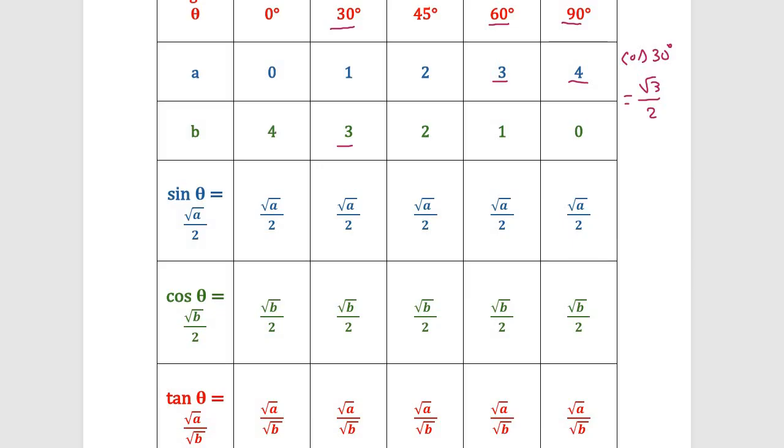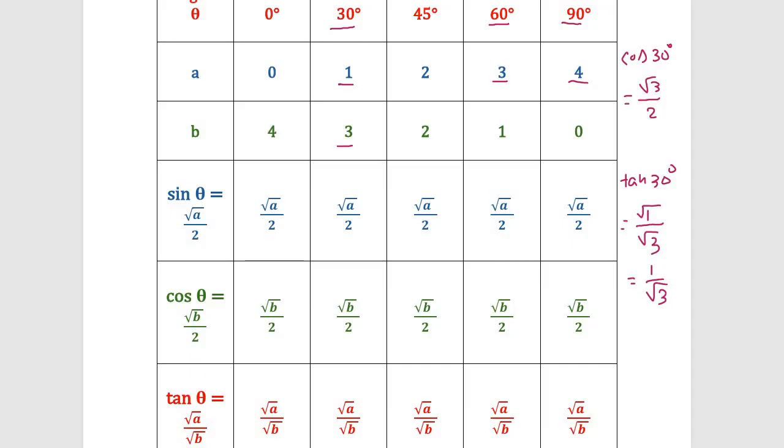In similar way, we can get the value of tan theta. So let us consider the value of 30 degree. For 30 degree, the value of a is 1 and the value of b is 3. So we get for tan theta, tan 30 degree equals square root of a, which is square root of 1, by square root of b, which is square root of 3, equals 1 by square root of 3.